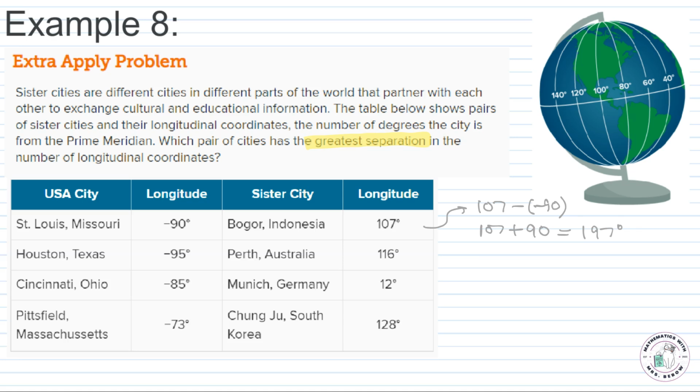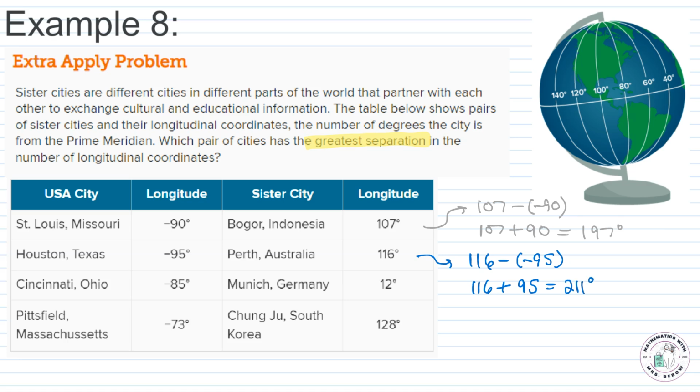So 197 degrees. And then for our next one, we're taking a look at Houston and Perth. Changing my color here so we can keep that organized. We're going to do 116 minus a negative 95. I'm just doing the higher longitude, the greater value, minus the low, just like we've been practicing with all our questions where we've had to find the distance or difference between values. So we keep, change, change: keep 116, change to addition, change negative 95 to its opposite, and 116 plus 95 is 211.